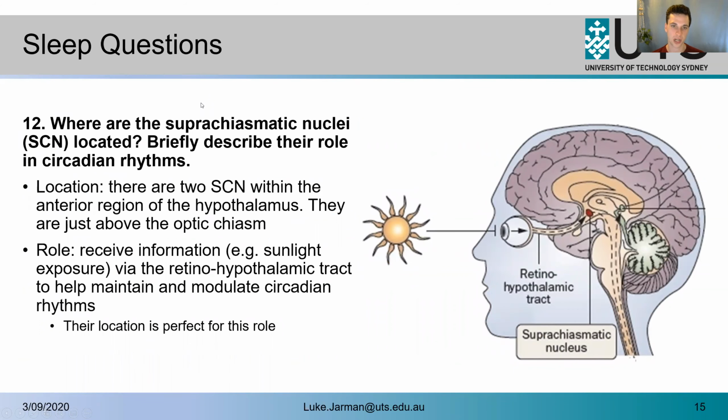Question 12, where are the suprachiasmatic nuclei located? You have 2 suprachiasmatic nuclei actually, and they're in the anterior region of the hypothalamus, just above your optic chiasm, and that is a really good spot to be receiving information from your retinohypothalamic tract, which leads straight from your retina to your hypothalamus. So if you're receiving information that the sun is rising through your retina, that goes straight to your suprachiasmatic nuclei, and they are responsible for modulating your circadian rhythms.